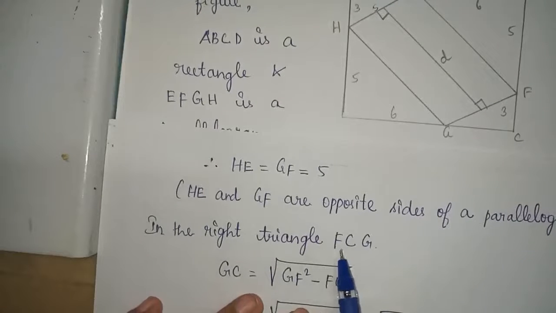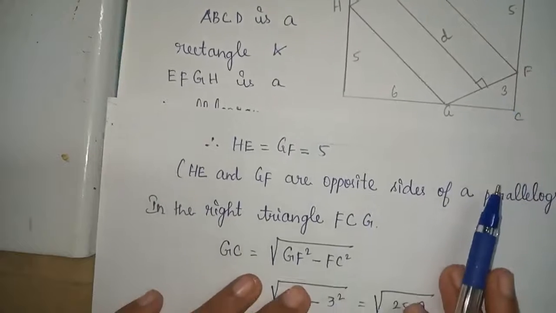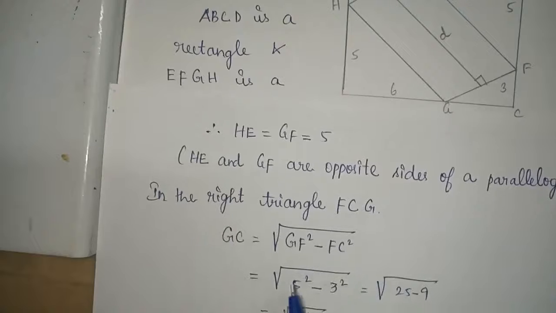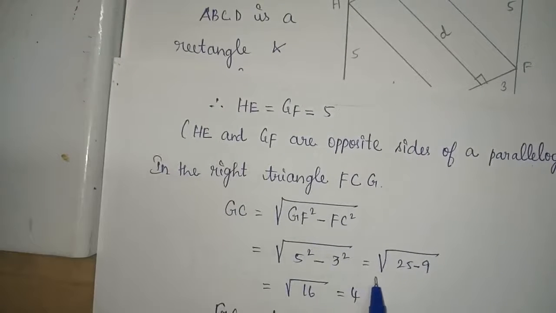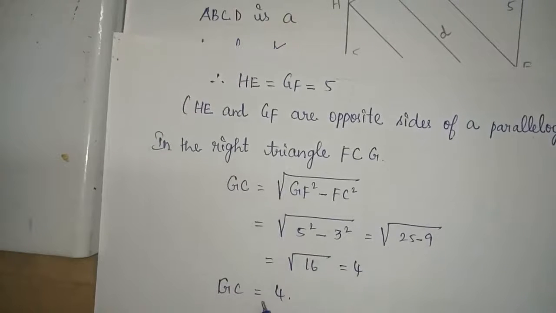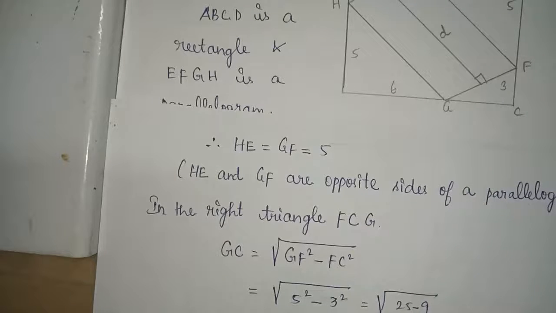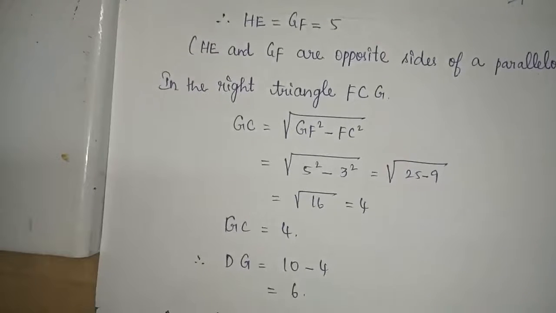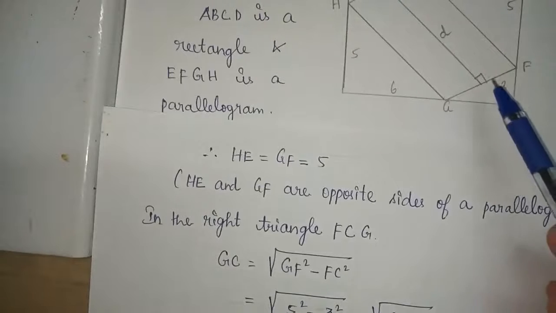Next, in triangle FCG, we are taking this triangle FCG. GC is equal to root of GF square minus FC square, which is equal to root of 5 square minus 3 square, equal to root 25 minus 9, which is equal to root 16. Therefore GC is equal to 4. So now we find the value of GC is 4. Therefore DG is equal to 10 minus 4, which is equal to 6. Now we find the value of DG.